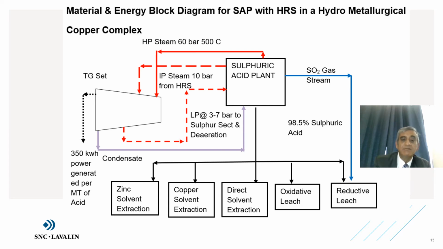There is no other major low pressure steam requirement within the complex, and hence the power generation in the turbo generator increases to 350 kilowatt hour per ton of acid produced as compared to 300 kilowatt hour per ton of acid in case of a fertilizer complex, where more low pressure steam is extracted for internal consumption within the complex.